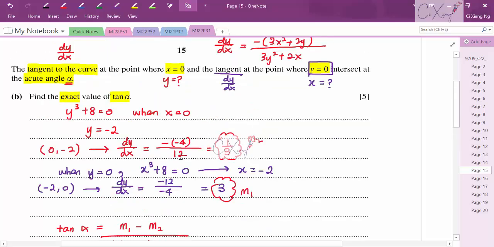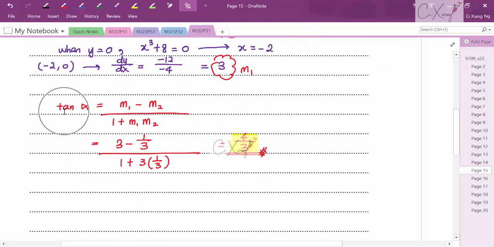The reason is that they already told us earlier that alpha is the acute angle. When alpha is an acute angle, it is in the first quadrant, and everything should be positive. So for tangent alpha, we want to make sure we get a positive value. Therefore, we have to set m1 as the larger gradient. Therefore, you put it as 3.